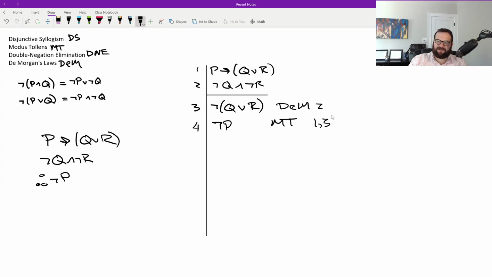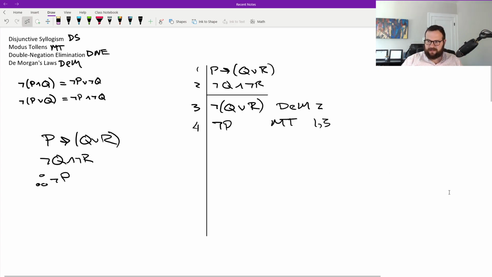I would begin by assuming Q or R. I would show that that assumption led me to a contradiction. And in order to do that, I would have to use disjunction elimination. So that's another assumption. Once I had shown that that led to a contradiction, I could say, oh, so it's false that Q or R. And then I could use modus tollens, right? Okay.